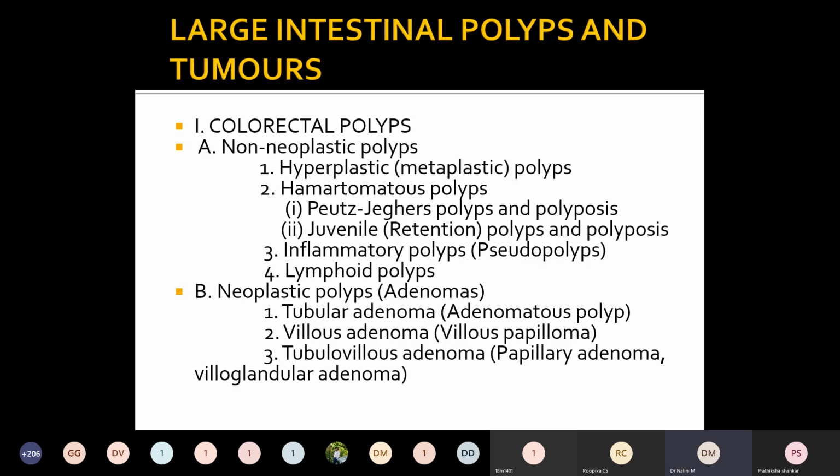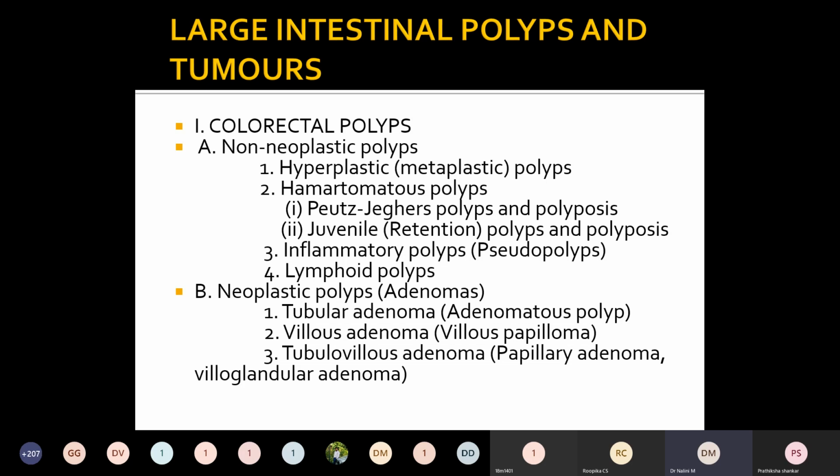Next, the only segment of GIT that we are left with is the large intestinal polyps and tumors. Here I would also be covering a few polyps which could affect the small intestine too, so I've clubbed it. So we will be basically talking about the intestinal polyps and the colorectal carcinomas from now on.